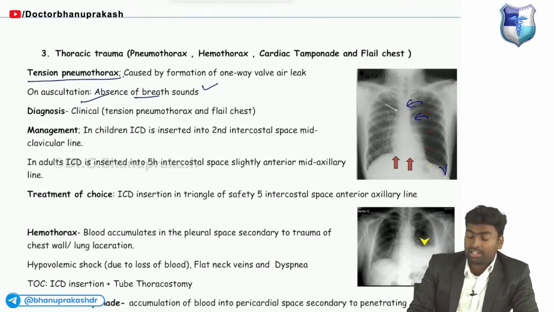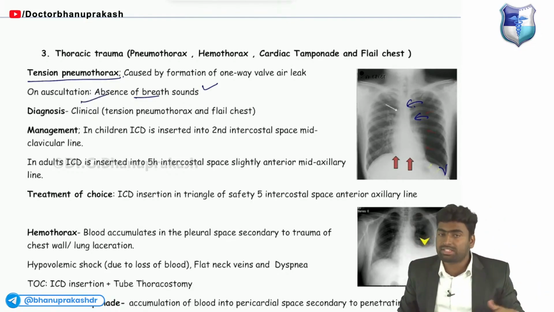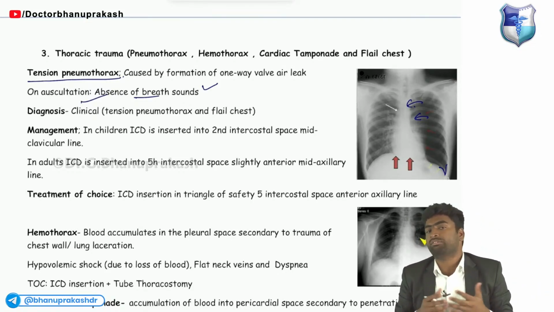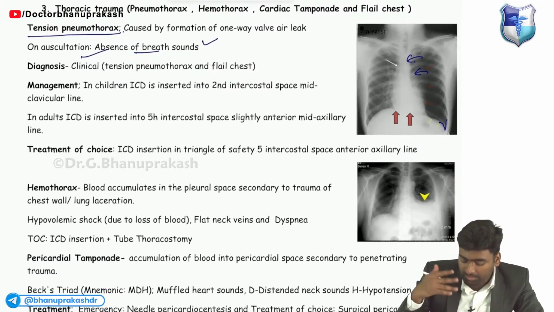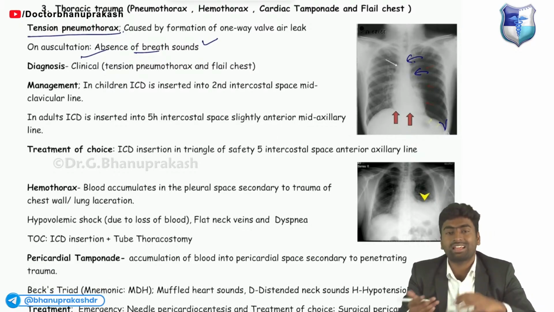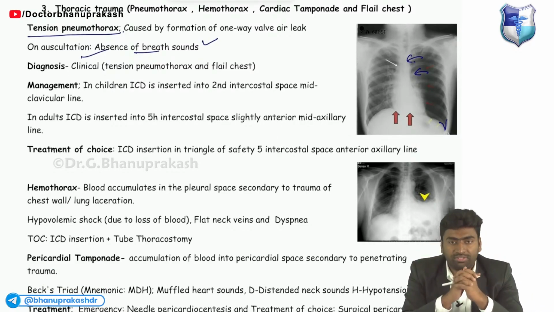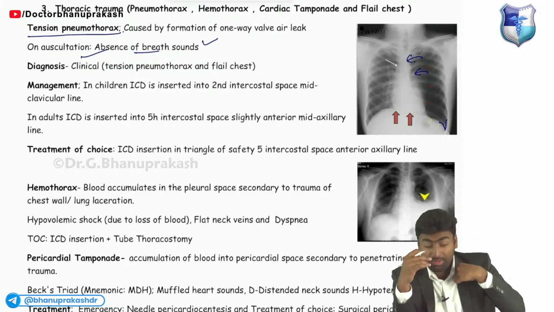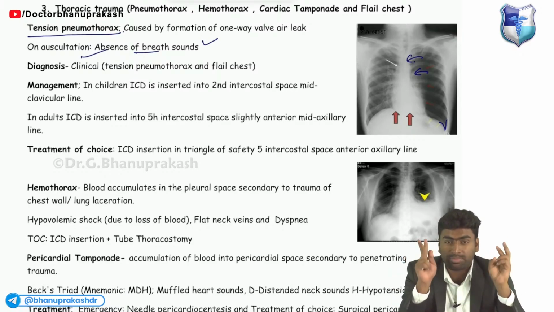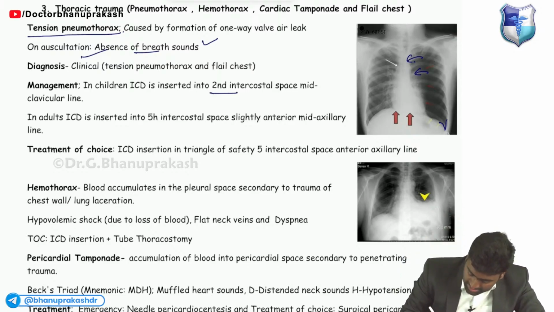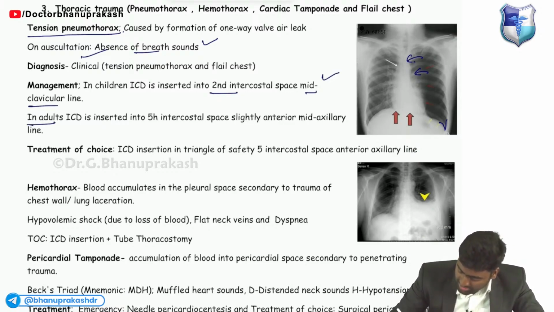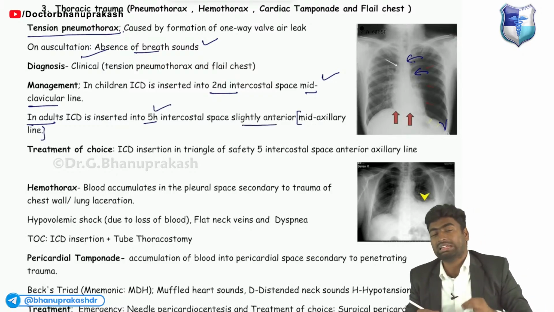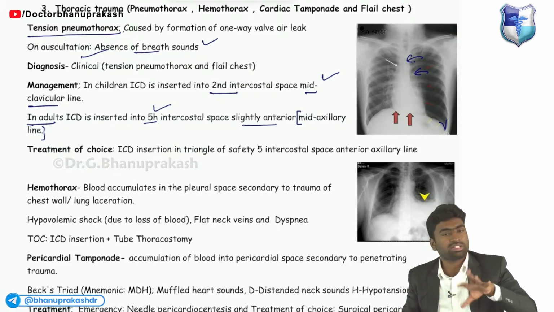Mostly tension pneumothorax is a clinical diagnosis, but sometimes we go for radiological investigation, or we can go for the E-FAST. Management is based on whether it is a child or an adult, and might differ. For example, in the case of a child in an emergency setting, we put a wide bore needle at the second intercostal space in the mid clavicular line. Whereas in adults, it is the fifth intercostal space at the mid axillary line, just slightly anterior to the mid axillary line, which is around the triangle of safety.